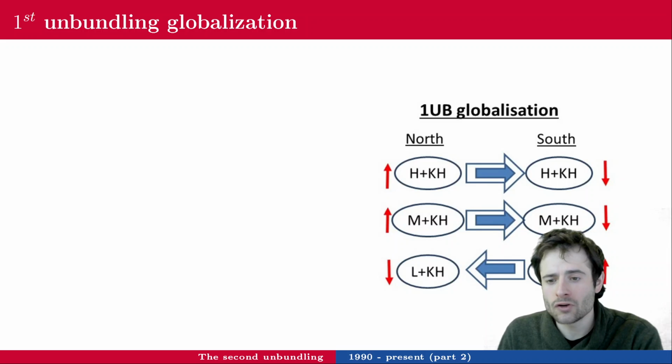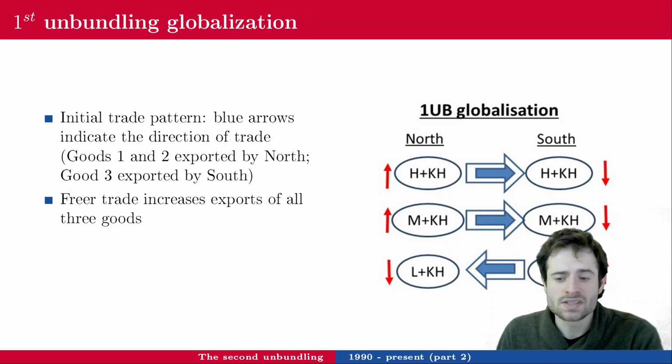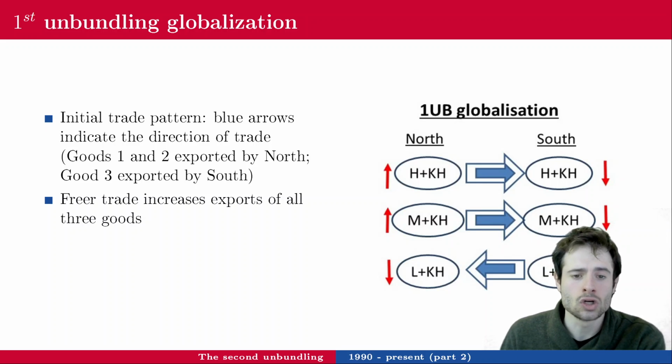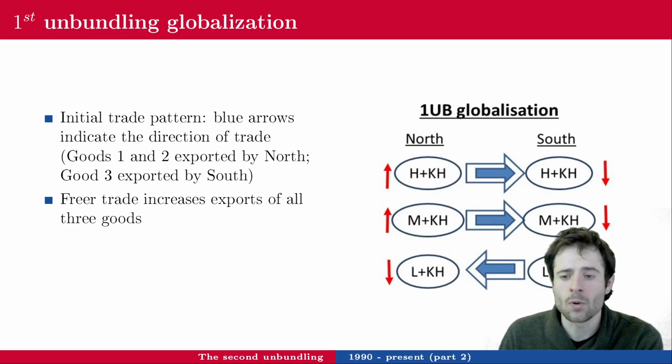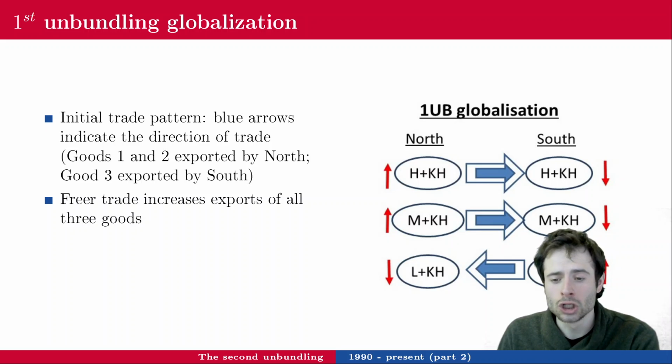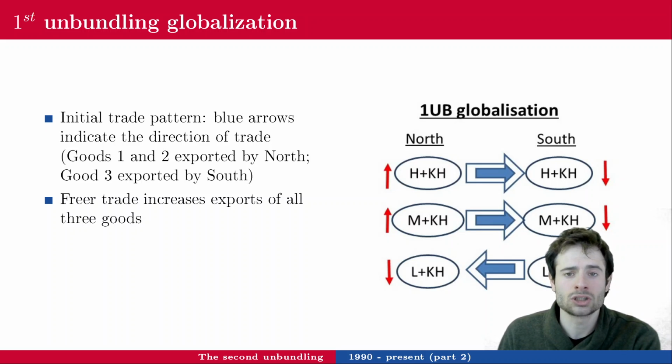So, under the first unbundling, the North, since the North has a lot of high and medium skilled workers, they have a comparative advantage in the production of good 1 and 2. So they export good 1 and 2, but they're going to import good 3 from the South, which has a comparative advantage in the production of that good due to an abundance in low-skilled workers. Okay, that's Ricardo's model. Instead of 2 goods, now we have 3.